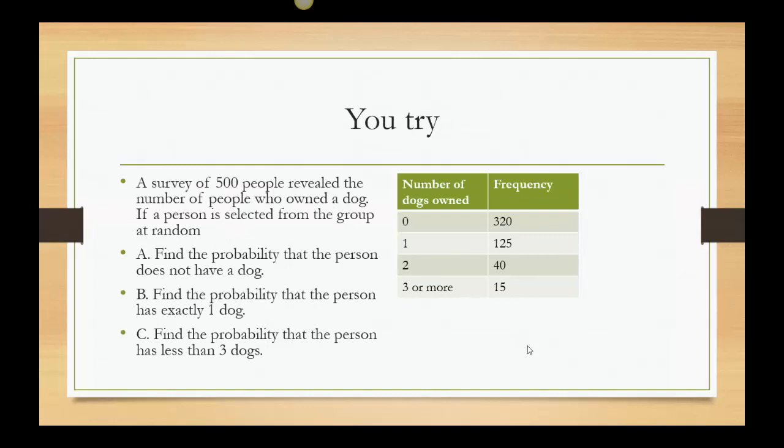So here I want you to try. I gave you a survey of 500 people, revealing the number that owned a dog. If a person is selected from the group at random, I want you to first find the probability the person does not have a dog. Then I want you to look at the probability that the person has exactly 1 dog. And the last one, I want you to find the probability that the person has less than 3 dogs. When you find your answers, you can either write them as fractions in reduced form, or you can change it over to a percent. I would say stop, give yourself a few minutes to do this, and then come back and check because I have the answers on the next slide.